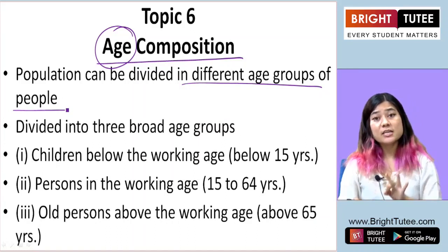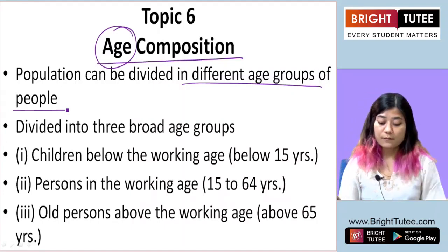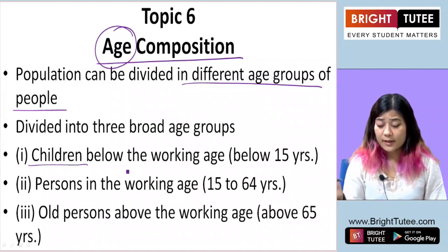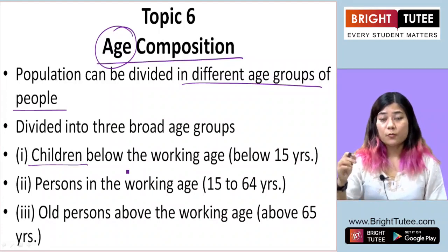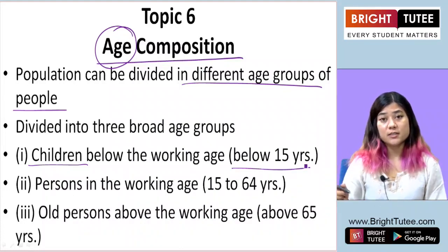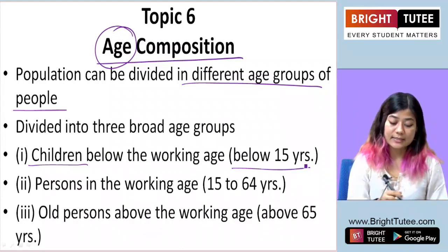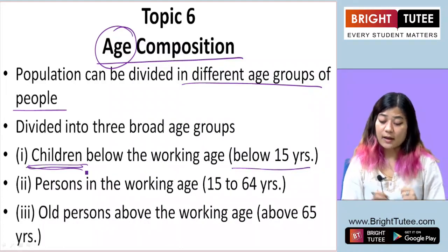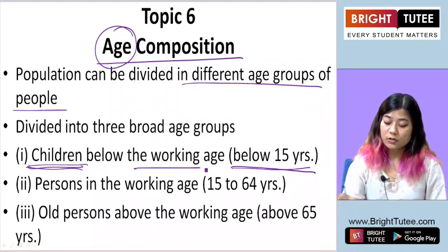Now, there are three main categories depending on the age of the people. The first one is children, the category where people whose age is below 15 years are put. They are called children because they are below the working age.